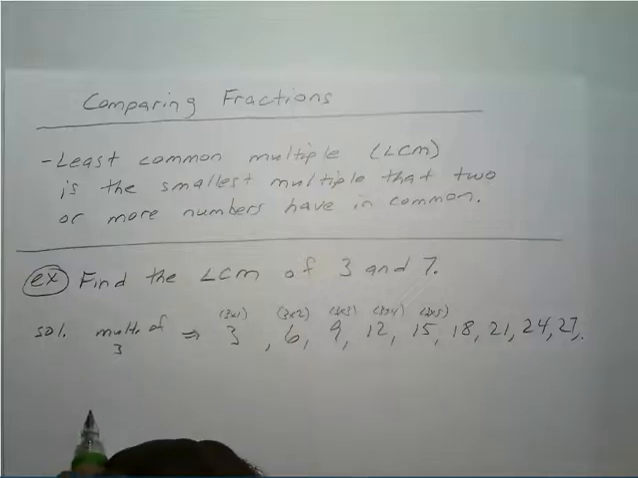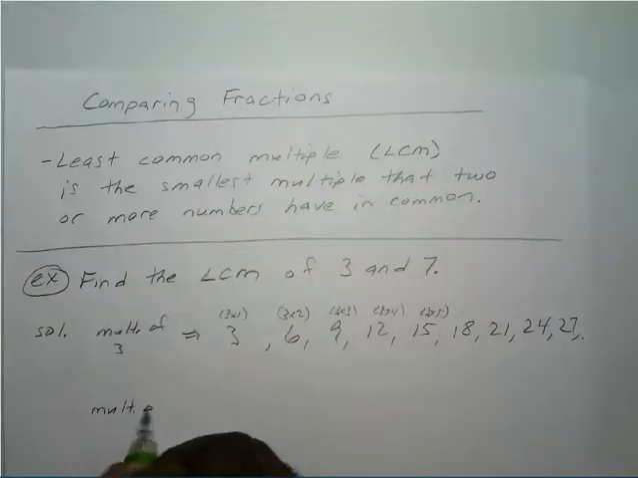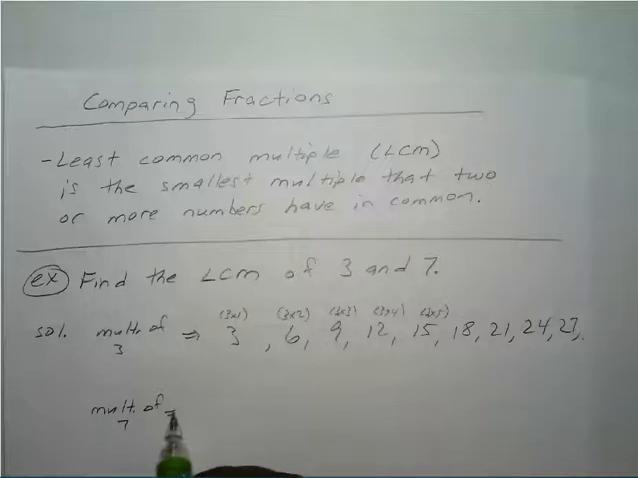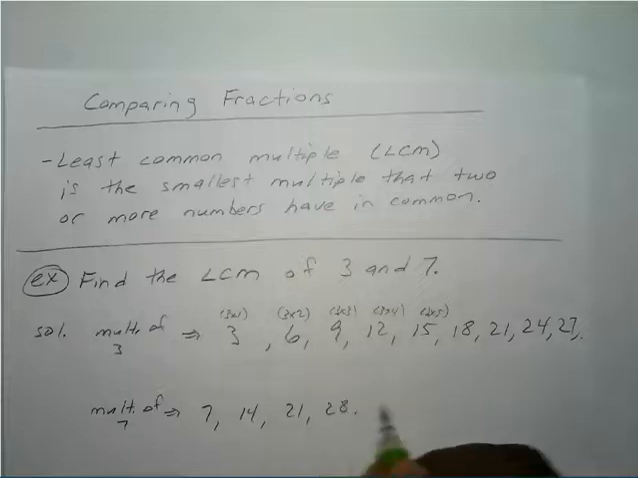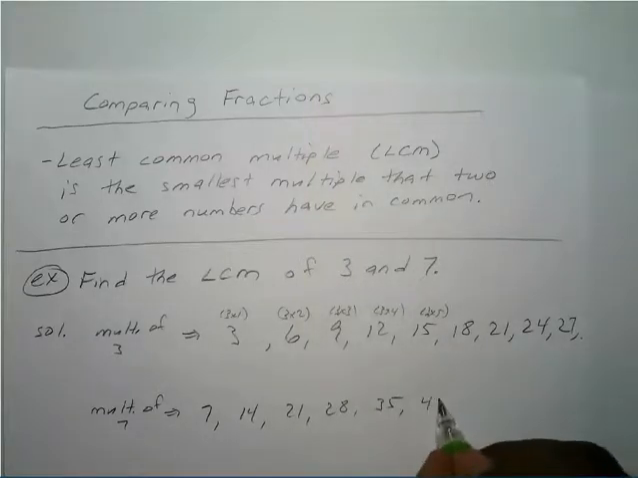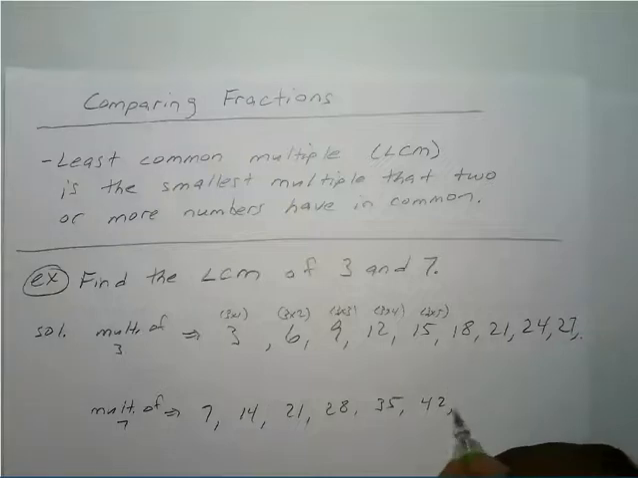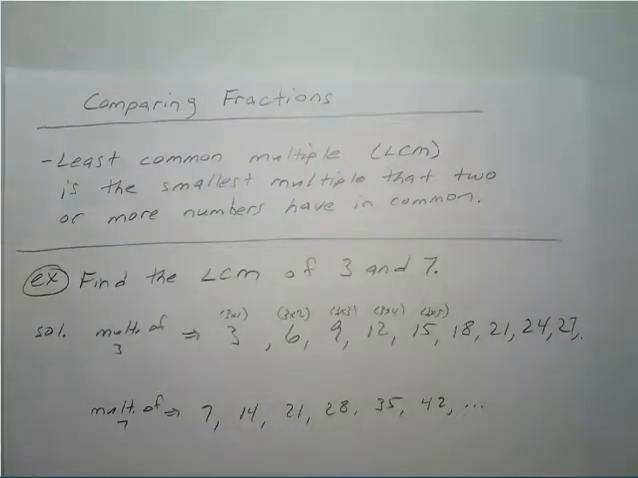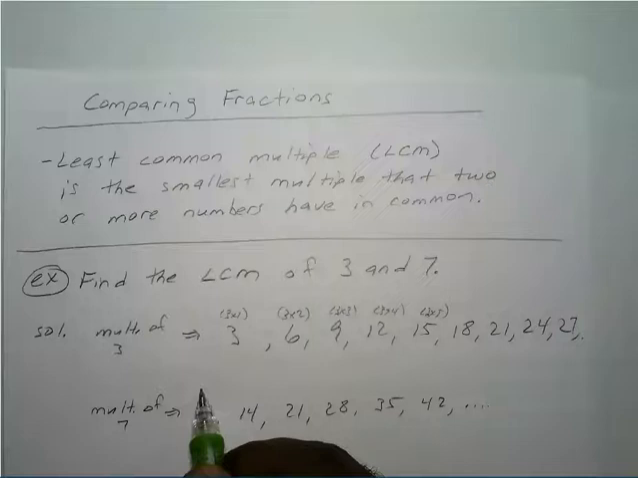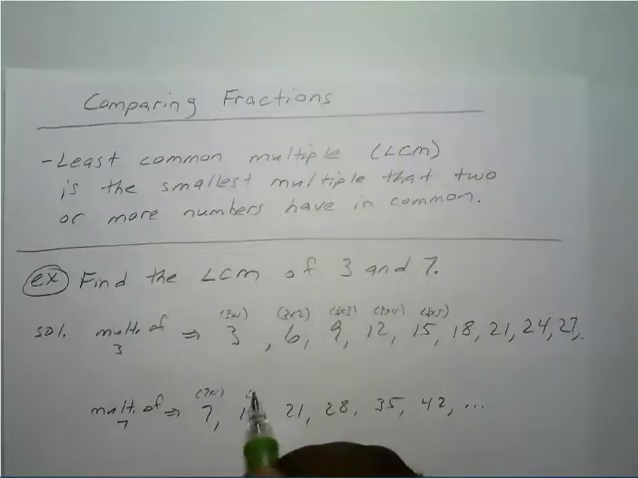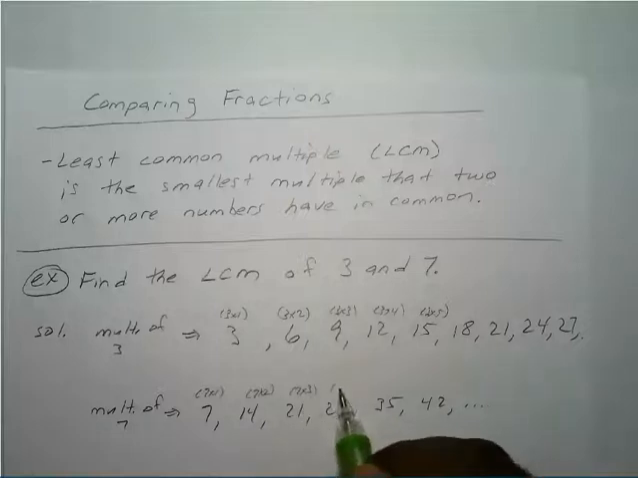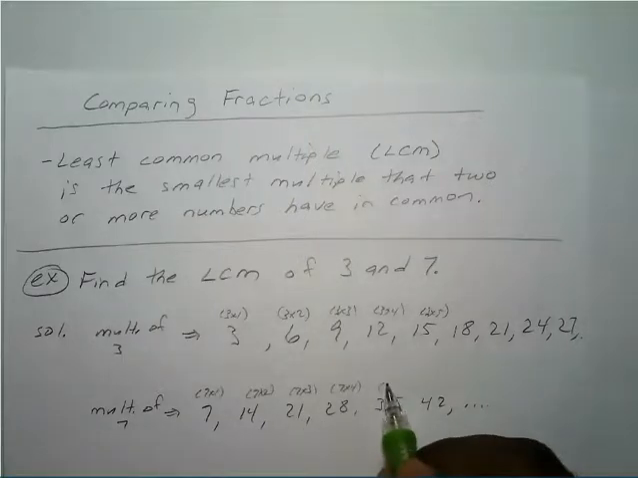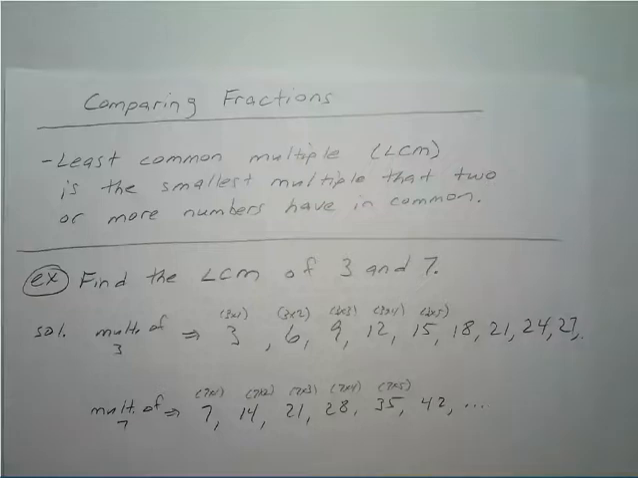Then we find our multiples of 7. And that's 7, 14, 21, 28, 35, 42, and it keeps on going and going and going. Okay, so that means this is our 7 times 1, 7 times 2, 7 times 3, 7 times 4, 7 times 5, and so on.